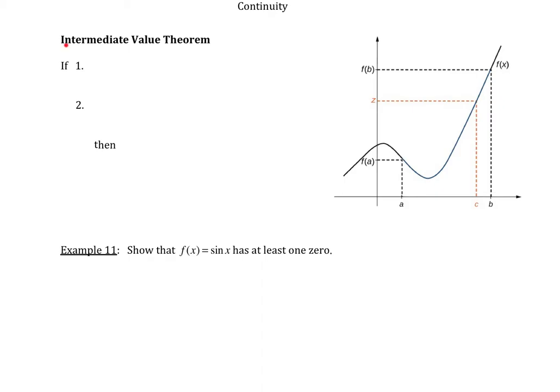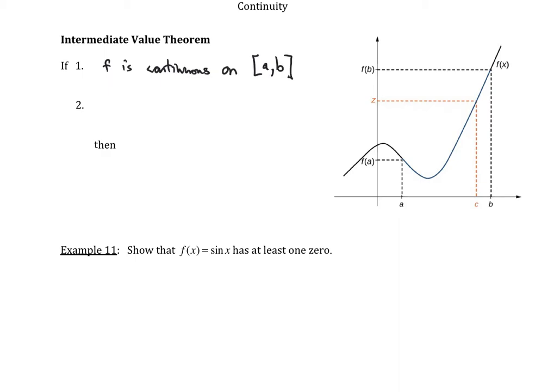Let's talk about the intermediate value theorem. Now, the intermediate value theorem has two conditions. The first condition is that we need f to be continuous on the closed interval AB. Closed meaning we want to include the endpoints.